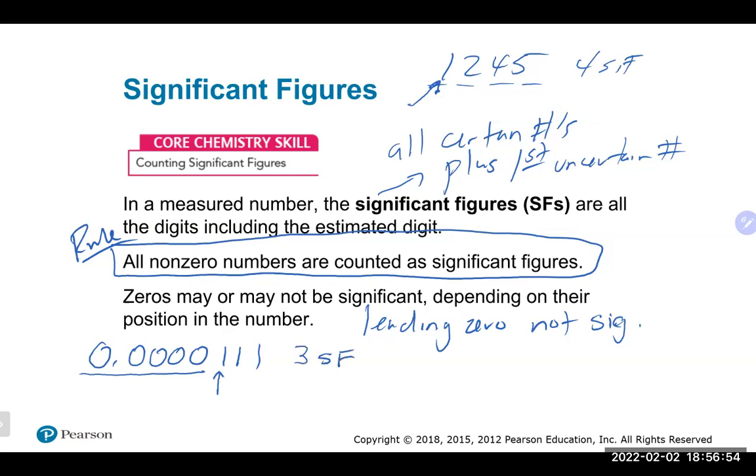Questions on that? The leading 0, right? Yeah, that's a leading 0. By the way, the uncertain number here would be the very last one. Yeah, that would be our last significant figure.